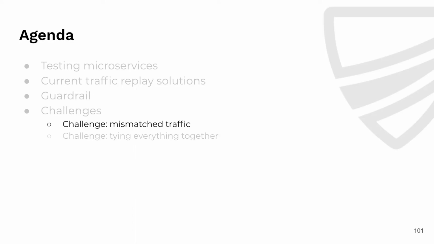Thank you, James. So now that we've covered the problem space of testing microservices and why we would want to do that in the first place, and what's so complicated and tedious about that, and we've talked about our implementation of Guardrail and the benefits and improvements that we think it brings to testing microservices, we'll look at some of the challenges that we faced as we implemented our design of Guardrail. Specifically, we'll look at a challenge with mismatched traffic, as well as a challenge at the end when we went to tie everything together.